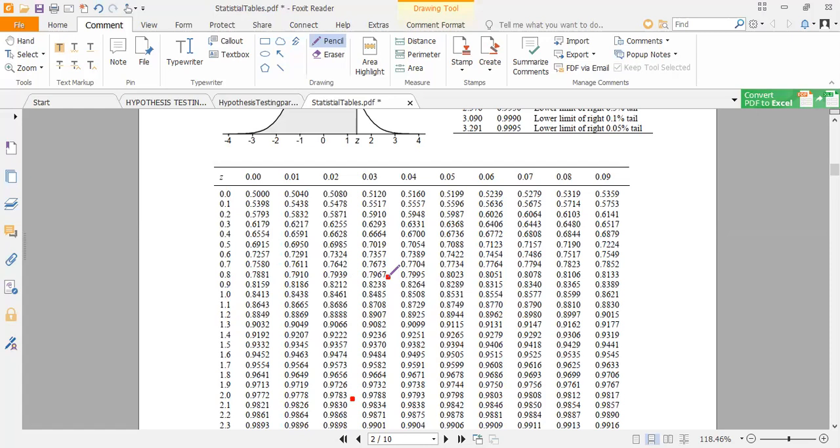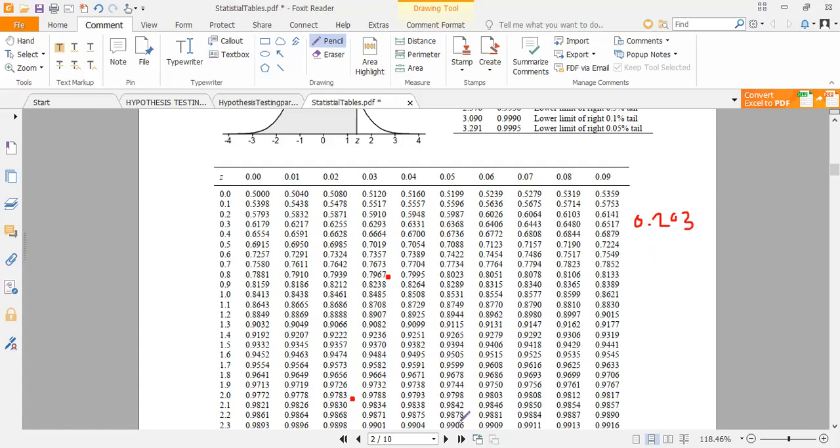What are we getting? 0.7967. So you subtract this from 1. What are you getting when you subtract this from 1? 0.203.